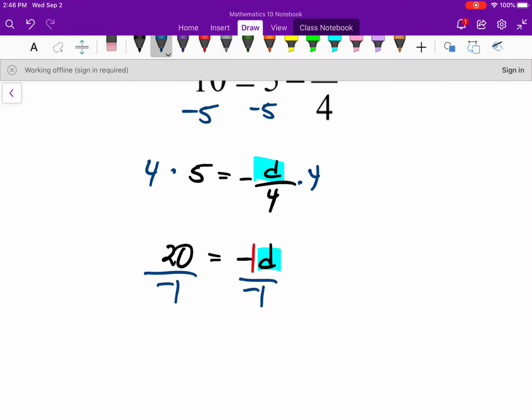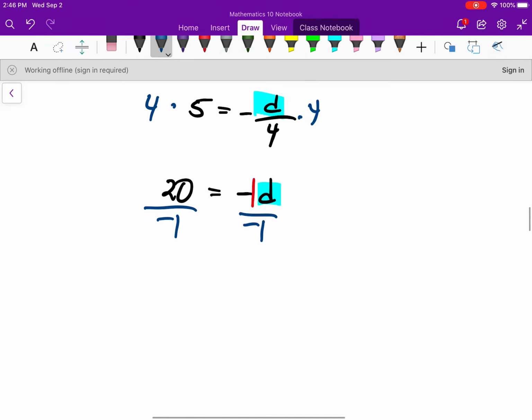Really, there's probably never just one way of solving a problem, but generally if there seems to be just one way, it's probably because it's either too easy of a problem or we're missing something. So I'm going to divide both sides by negative 1. In the end, that missing number is negative 20, and so d equals negative 20.